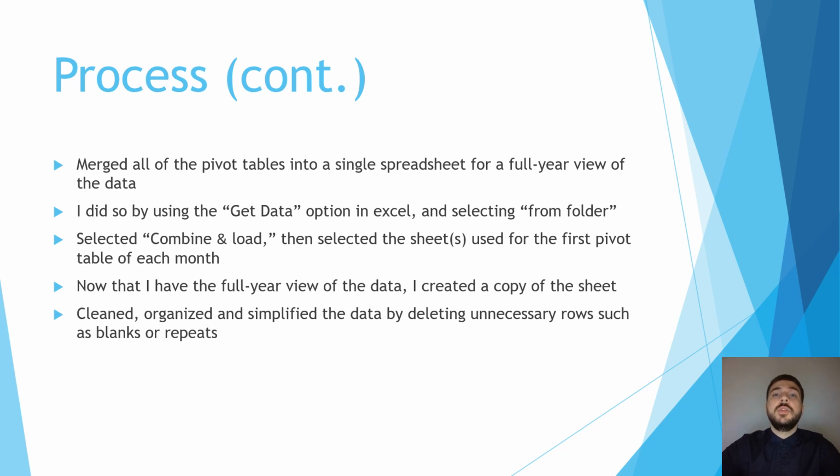We're going to be only selecting that pivot table. The second pivot table that we created for each month, the one focusing specifically on bike type, we're not dealing with right now. We're going to go back to it later, but right now we're only focusing on the first pivot tables we created. So once we do that, we're going to have a full year view of the data, and we're going to create a copy of that sheet.